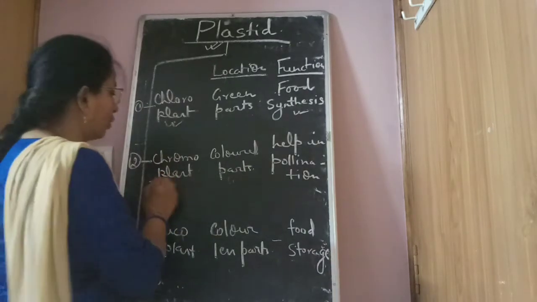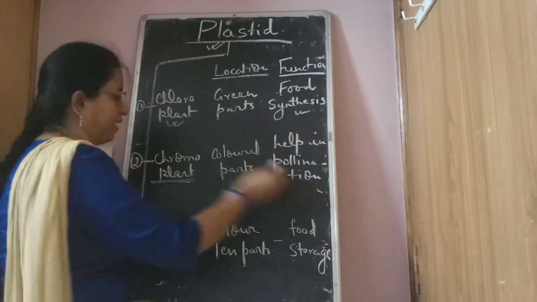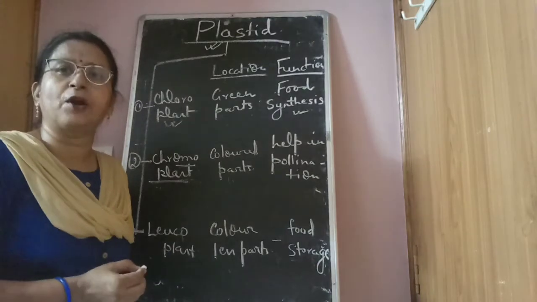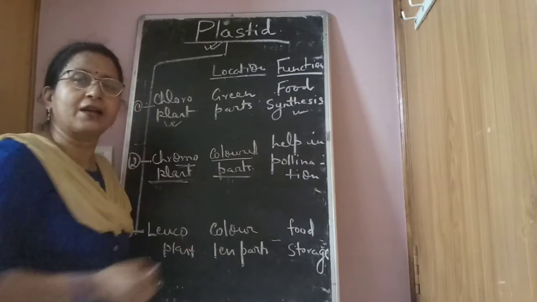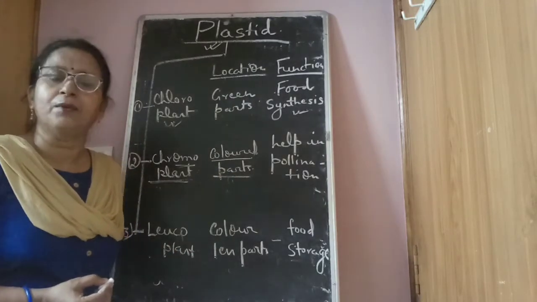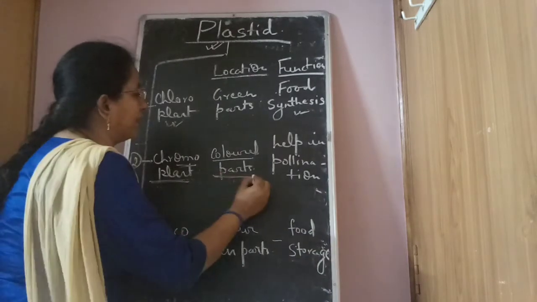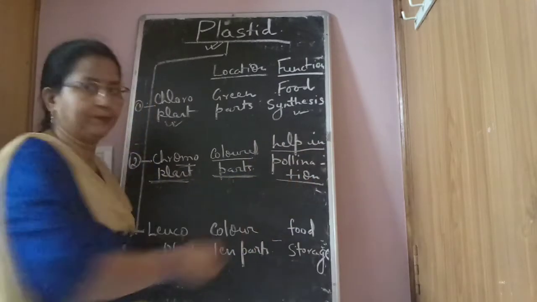Now come to the chromoplast. Chromoplast helps in pollination. Actually, chromoplast provides colors to the plant body, and due to these colored parts, it attracts insects, birds and other organisms towards itself, and when anyone touches it, it helps in pollination.